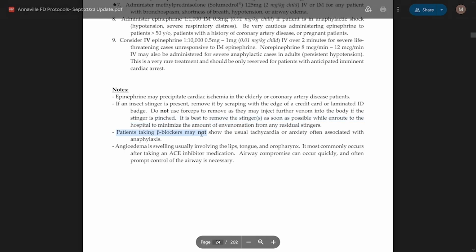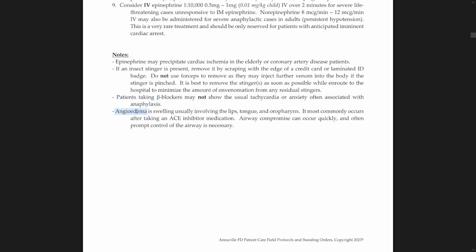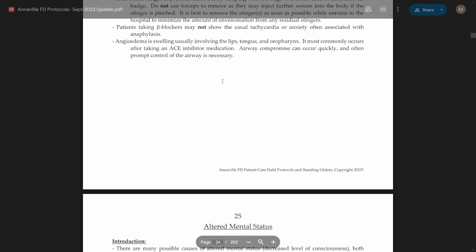Patients taking beta blockers may not show the usual tachycardia or anxiety often associated with anaphylaxis. An angioedema is swelling usually involving the lips, tongue, or oropharynx. It most commonly occurs after taking an ACE inhibitor medication. Airway compromise can quickly occur, and prompt control of the airway is often necessary.